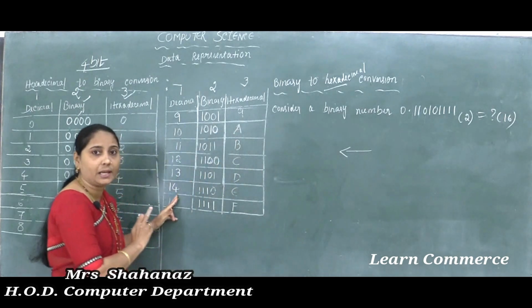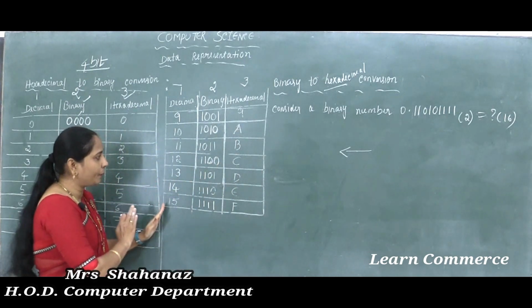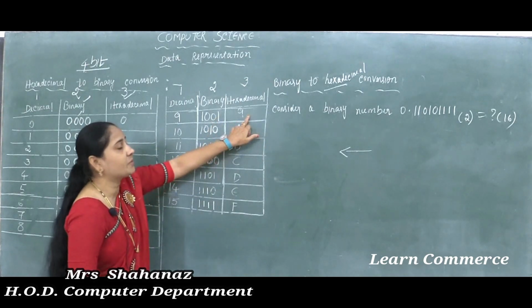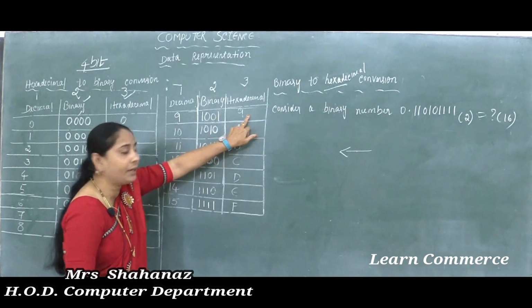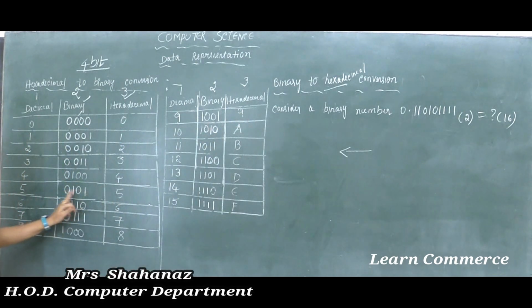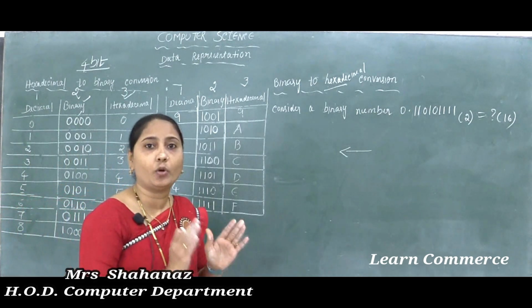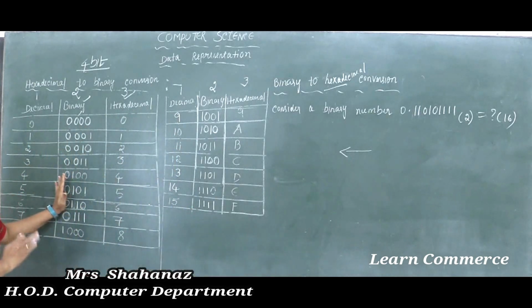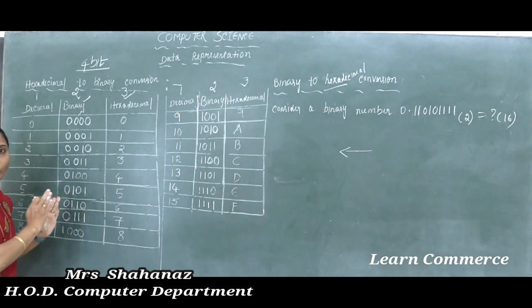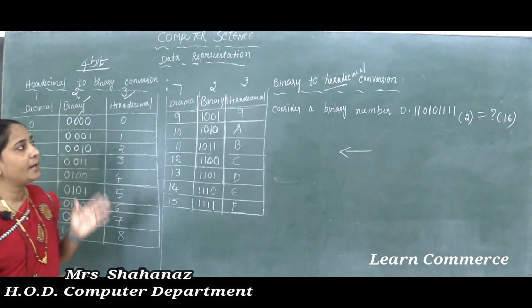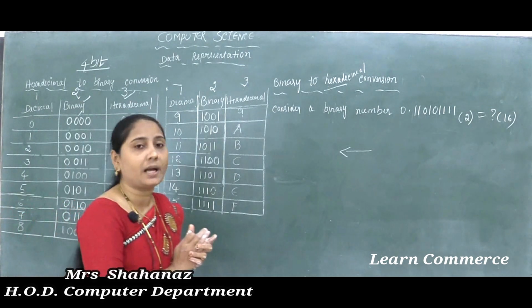How did we convert the last question's answer? It depends on the number. Maybe the number is 1001, that means we write the number 9, or maybe the number is 0101, that means we write the number 5 here. So depending on the number here, we get the corresponding value. We know that in our table such a number is that, so we set it equal to that number, and later we write the answer of our binary to hexadecimal conversion.